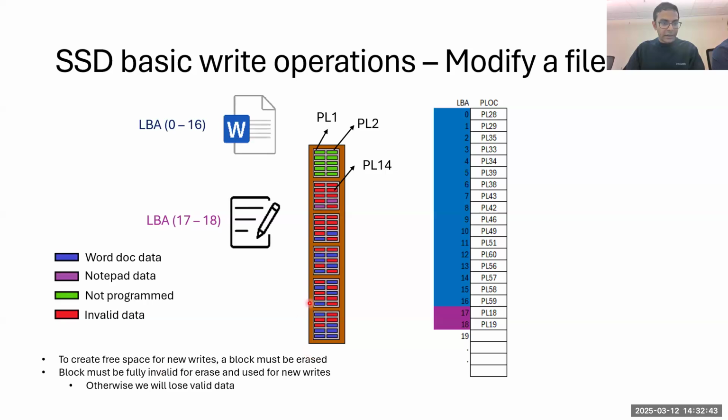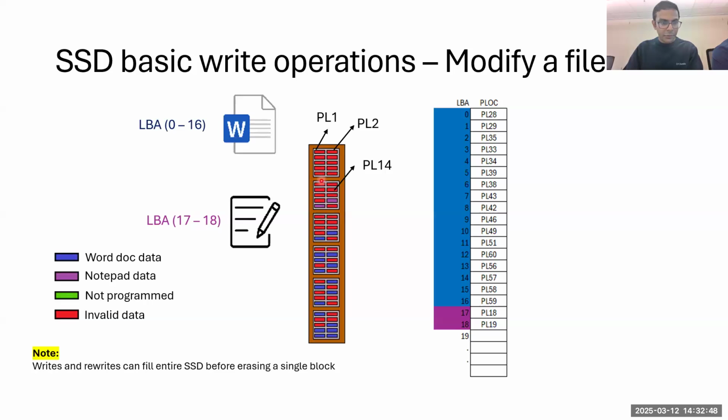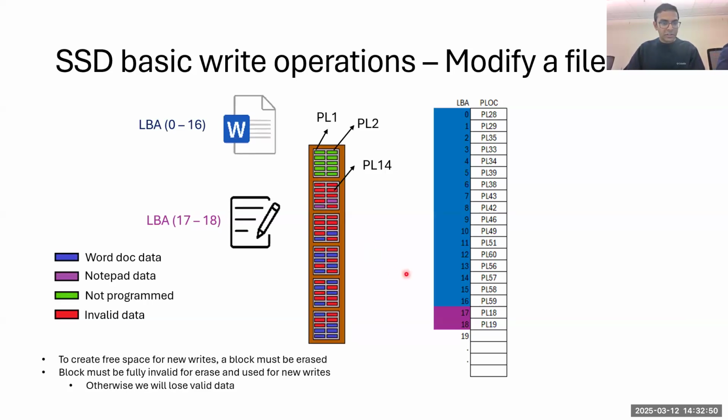So just to recap, to create free space for new writes, a whole block must be erased. And if we ought to erase a block, we need to remember that it has to be fully invalid before we can erase it. Otherwise, we'll have data loss. So any questions up to this point?